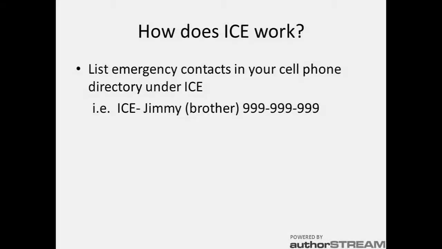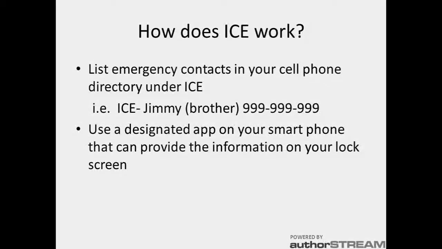Well, you can list your emergency contacts in your cell phone directory under ICE. For example, you might put ICE, someone's name, say Jimmy, who they are, your brother, your husband, your wife, your son, your mother, your cousin, your friend, and their phone number.